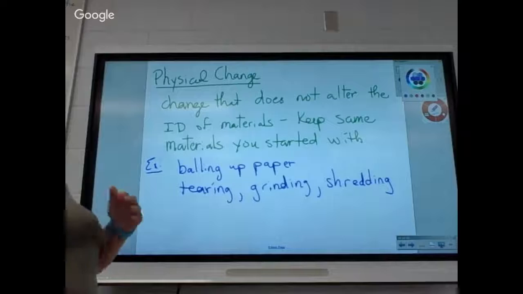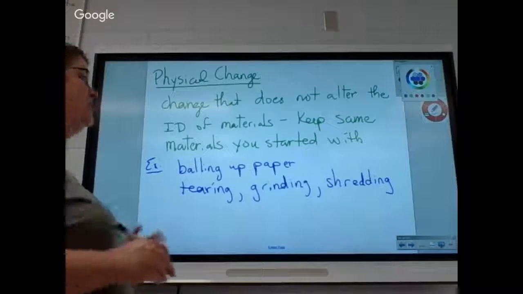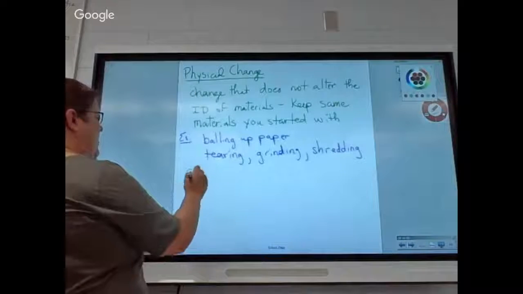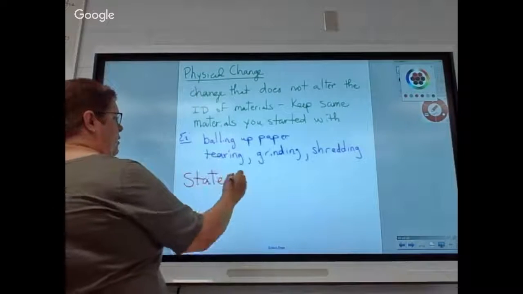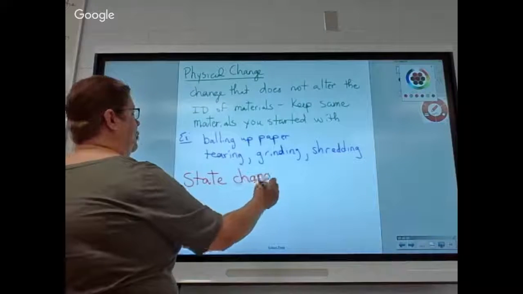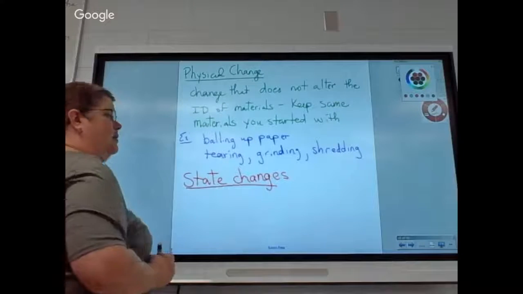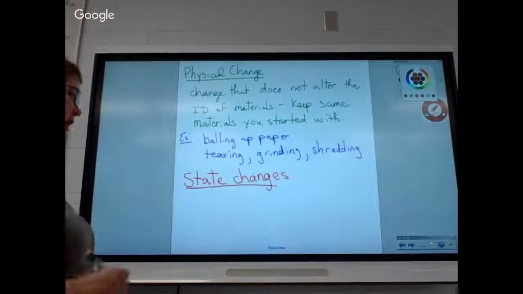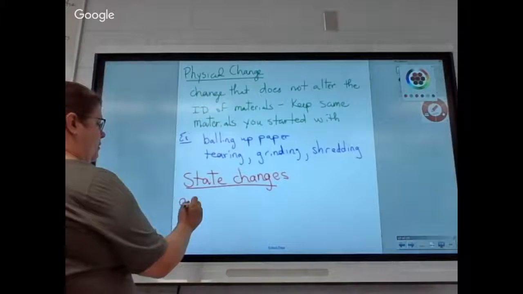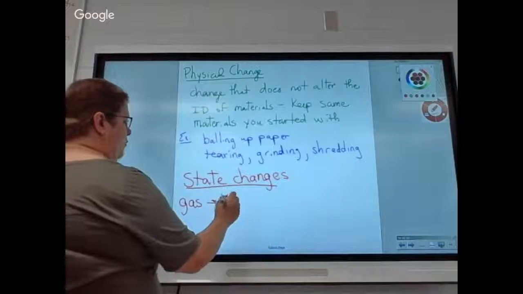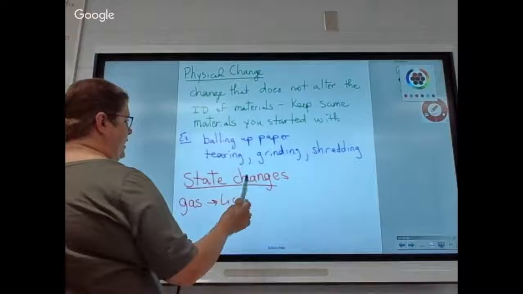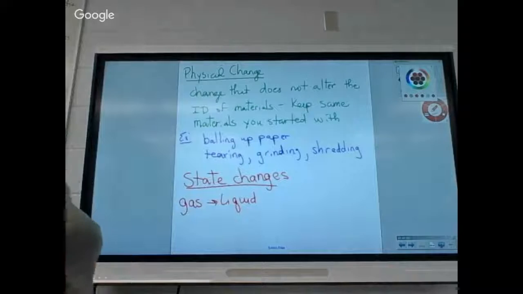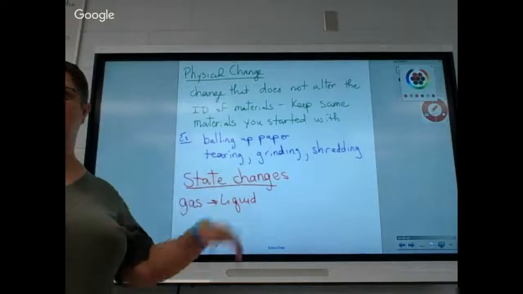The things that people struggle with in physical change are state changes. So what do I mean when I say state changes? Like gas or liquid. This is where people go off the rails with physical change. When we have a gas to a liquid, for example, and we're going to talk about these later in the semester, because being able to tell me what the state changes are is not my curriculum. You should have known this long before you got here.